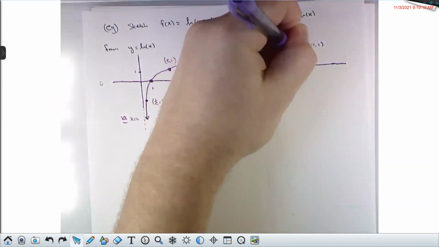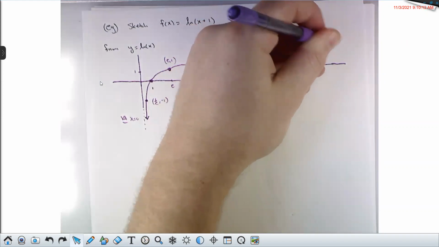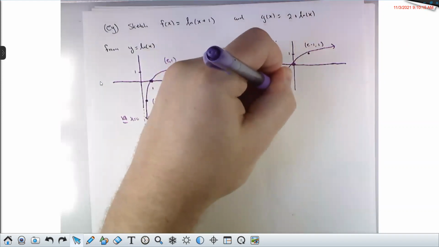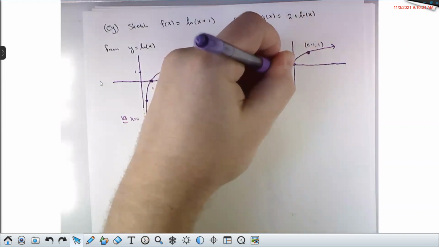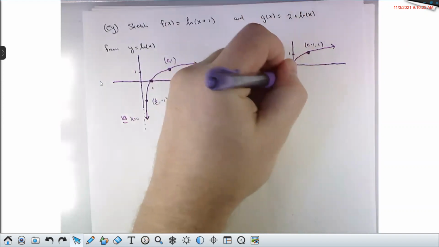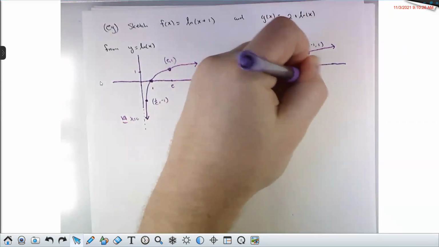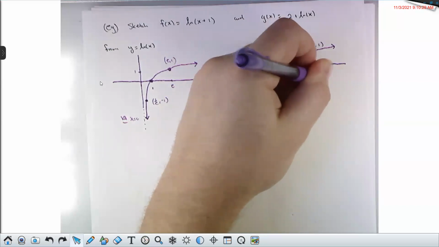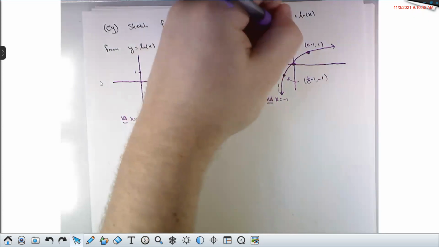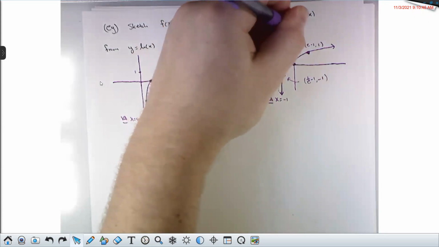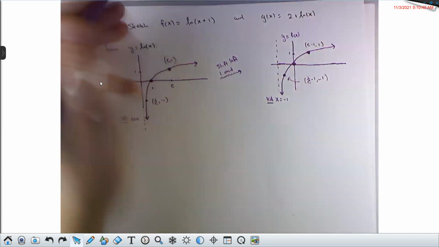Let's see, I'll draw this in. So we know what this graph is going to look like. We're just taking our previous graph and shifting everything to the left by 1. This point is going to be (1 over e minus 1, negative 1). When you shift left by 1, you're subtracting 1 from all the x values. That's all. And this is y equals f of x, which is ln of x plus 1.